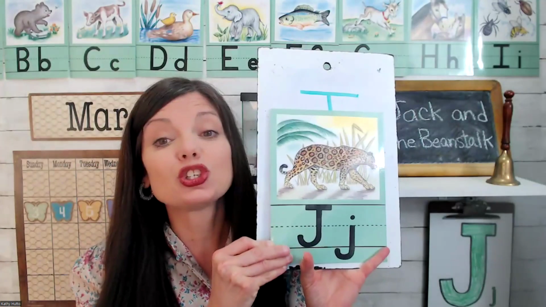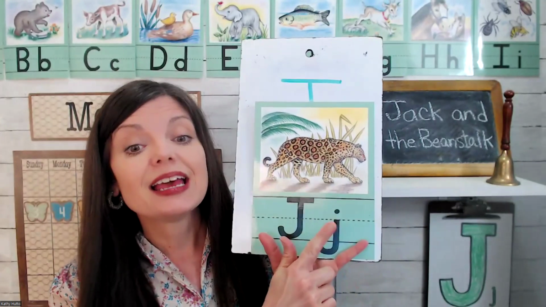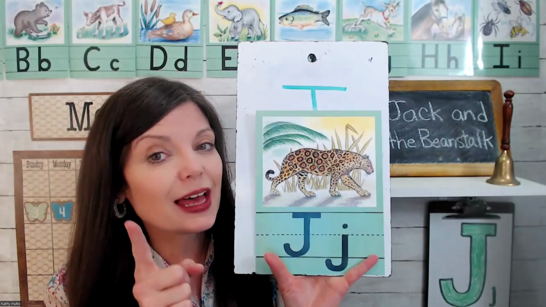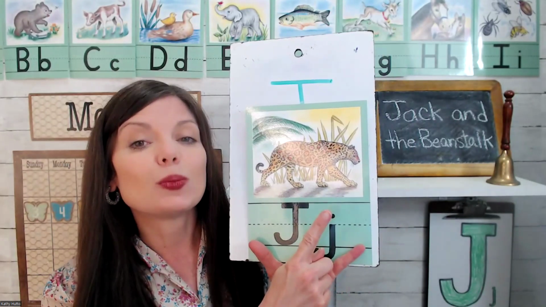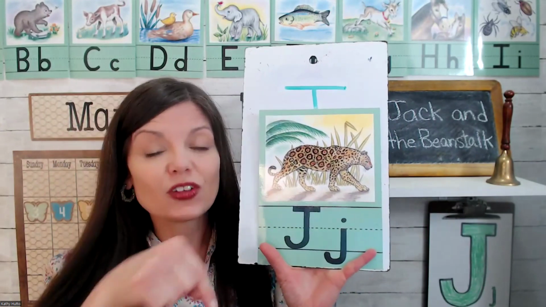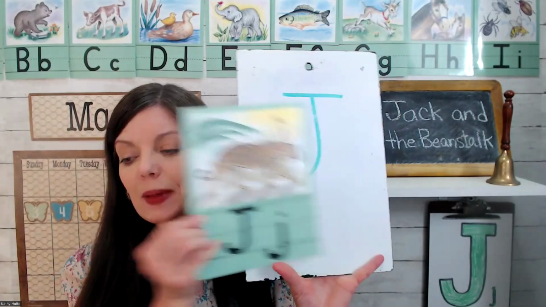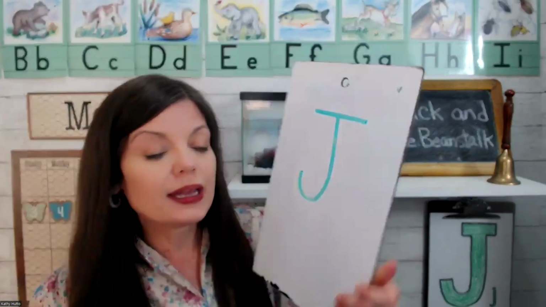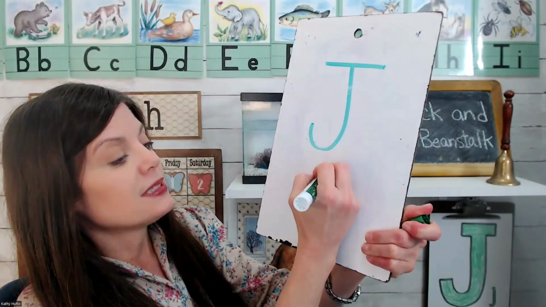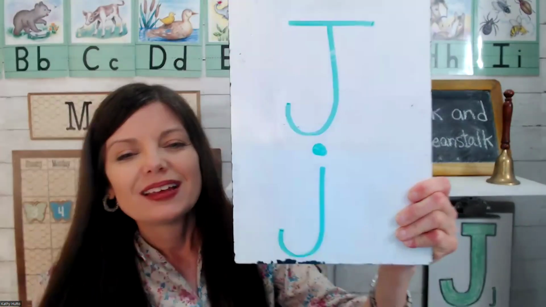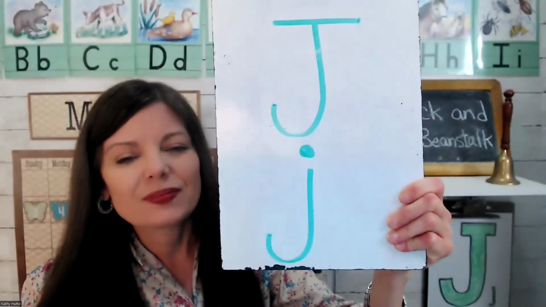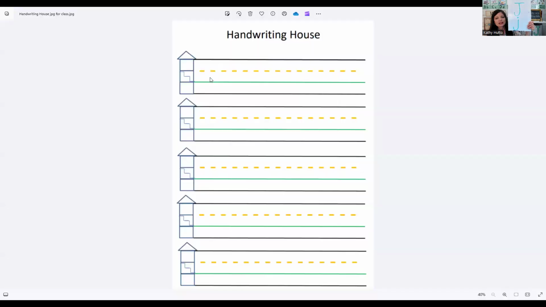Well, every letter has two, an uppercase and a lowercase. Lowercase j looks like the uppercase J, except at the top, instead of a line, we're going to put a dot, and we're going to put it farther down on the handwriting house paper. So here we go. Down and curve around again, but instead of a line, put a dot at the top. So go down, curve around with a dot.